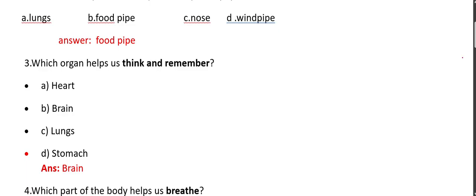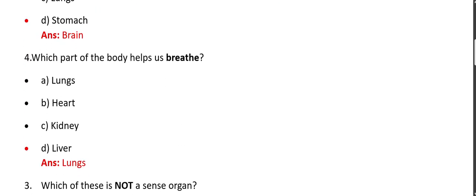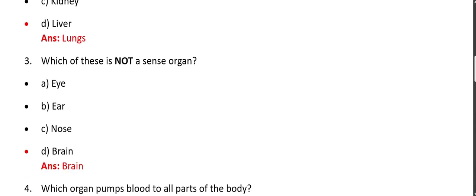The next one: which part of the body helps us to breathe? We have already learned that the nose, lungs and windpipe help us to breathe. But here the other options are not related to the respiratory system, so we are choosing lungs. The next one: which of these is not a sense organ? We have five sense organs: tongue, nose, ears, eyes and skin. So the brain does not come under sense organs. Brain is actually a part of the nervous system.